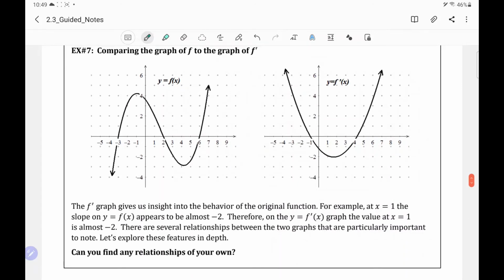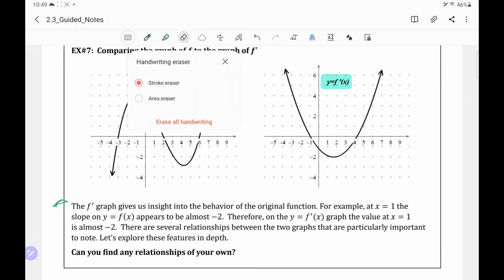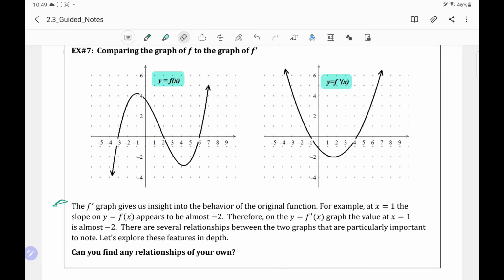Compare the graph of f to the graph of f prime. So notice this is f prime, okay? Now, the f prime graph, I'm reading down here now, the f prime graph gives us insight into the behavior of the original function. For example, at x equals 1, the slope on y equals f of x appears to be almost negative 2. Let's pause and look at that.